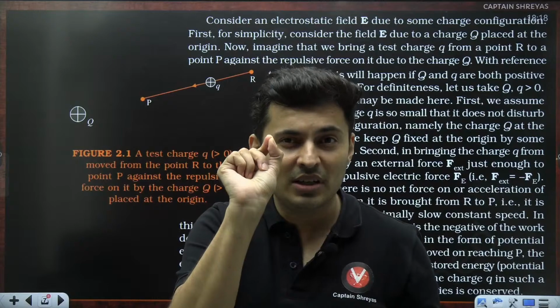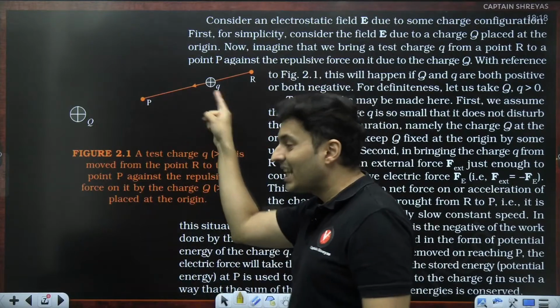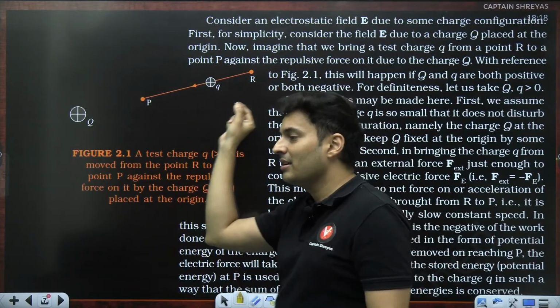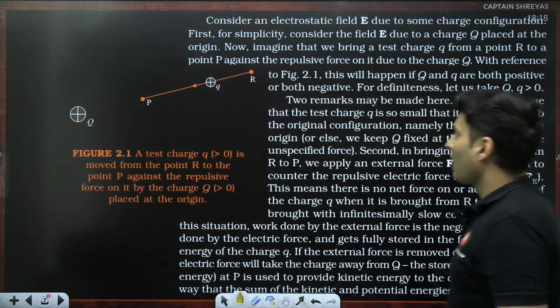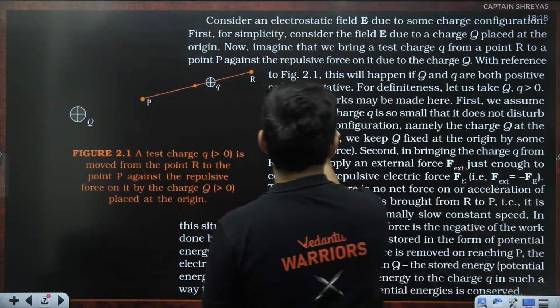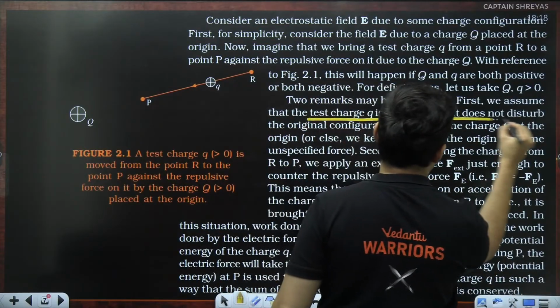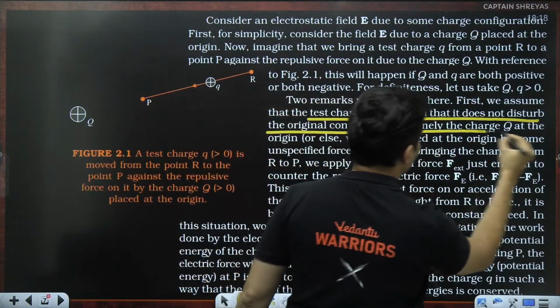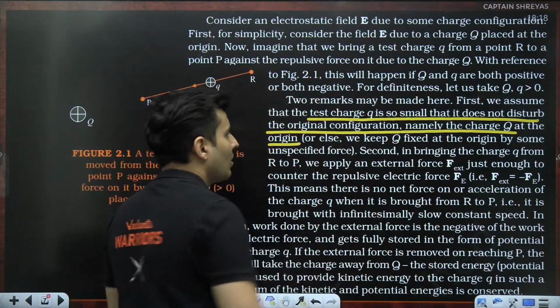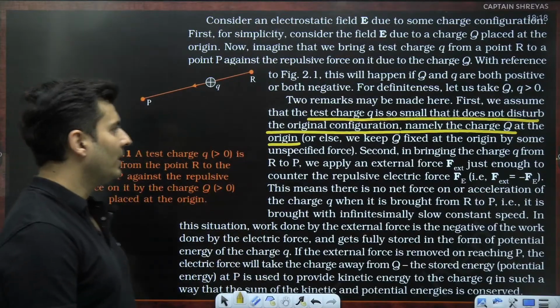So you take out a small sample. Same way, this test charge has to be really small so that it does not affect this charge. Then what are you testing? So that is one thing. First we assume that the test charge is so small that it does not disturb the original configuration, basically the charge Q at the origin, or else things will change, number one.